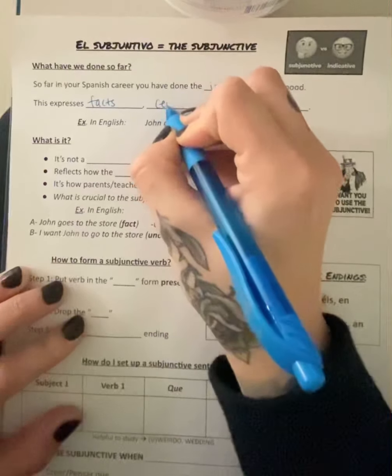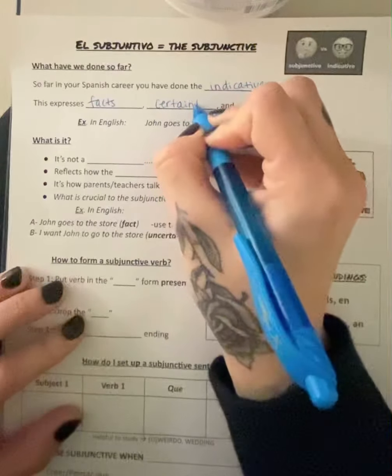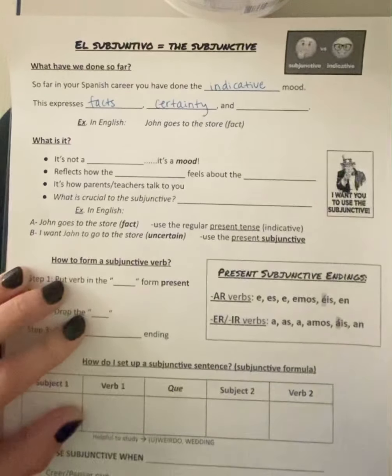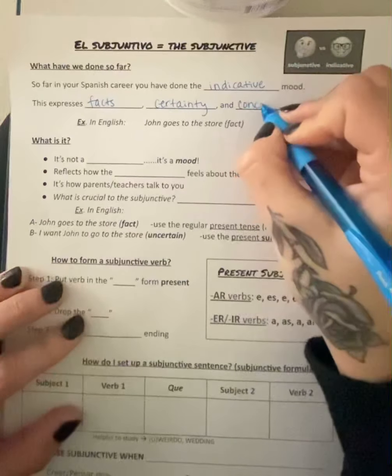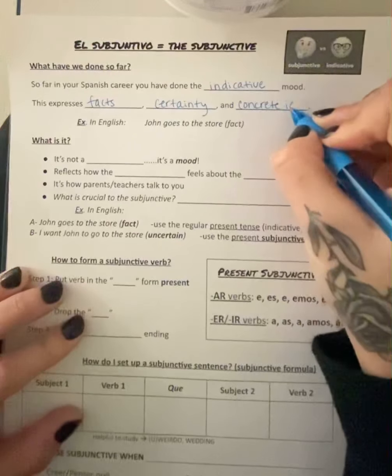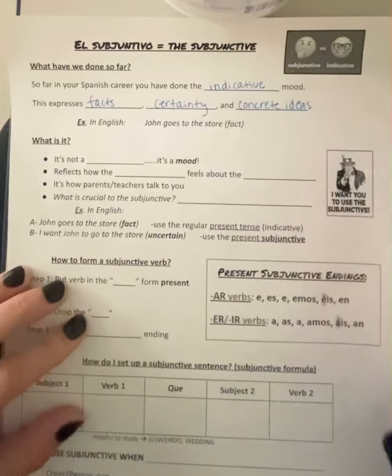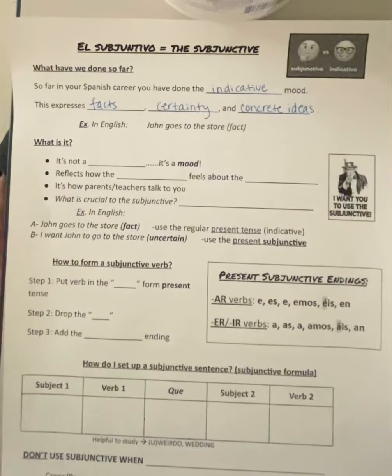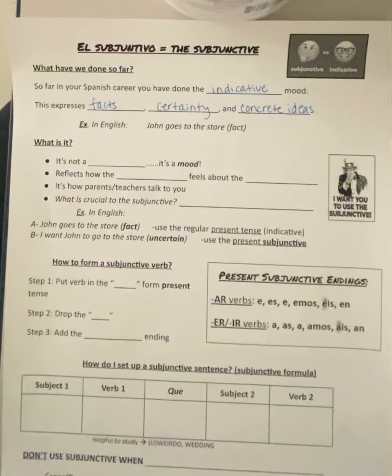Okay, the indicative mood. Different from the subjunctive, the indicative mood expresses facts, certainty, and concrete ideas. Example in English, John goes to the store. Okay, that's the indicative mood. Within the indicative mood, there are several tenses that we've done. For example, present tense, preterite, imperfect, future, conditional. Those are all different tenses in the indicative mood.